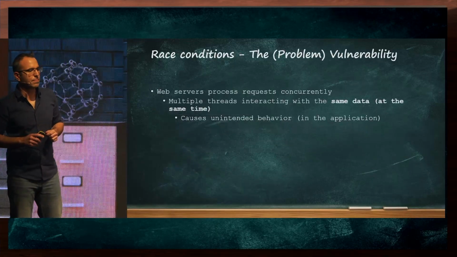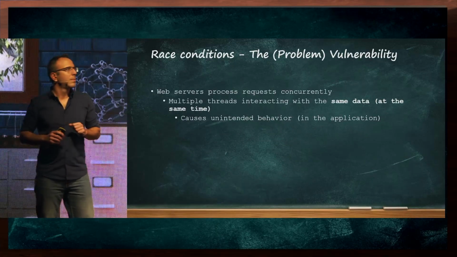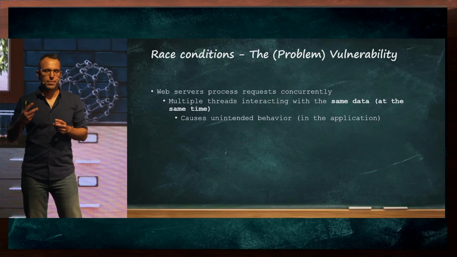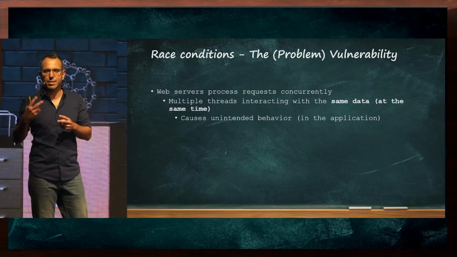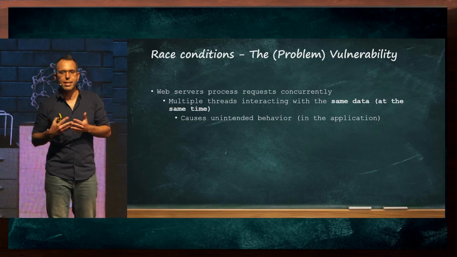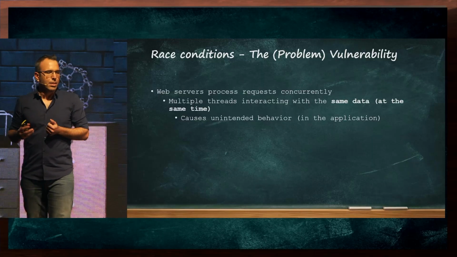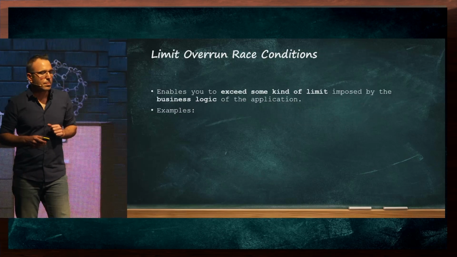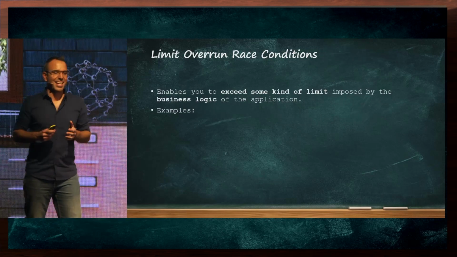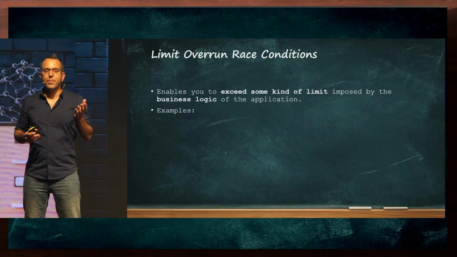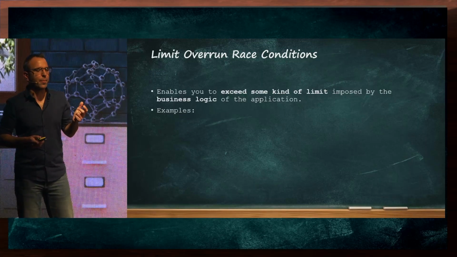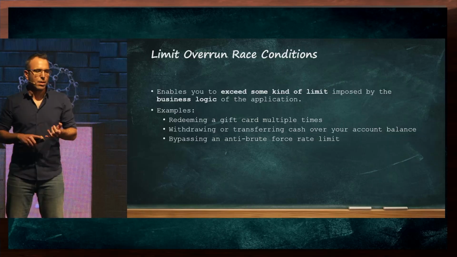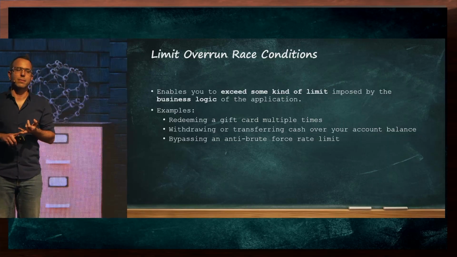Web race conditions. Let's define the problem. Web servers process requests concurrently. So multiple requests arriving and attacking the same data at the same time can cause unintended behavior in the application. We start with limit overrun race conditions. They enable you to exceed some kind of limit imposed by the business logic of the application. Examples would be redeeming a gift card multiple times, or withdrawing or transferring cash over a balance.